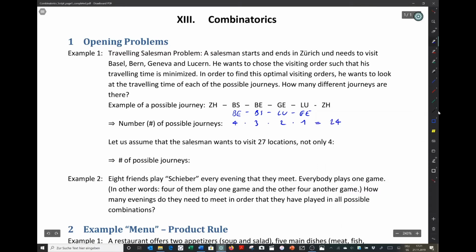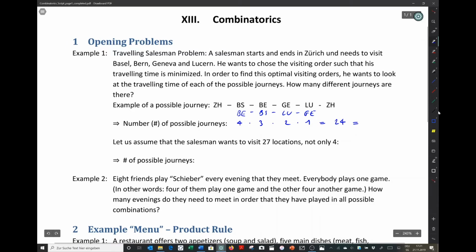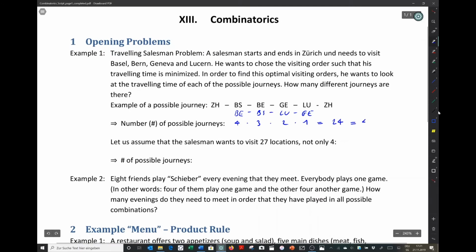By the way, we write this 4 times 3 times 2 times 1 as 4 factorial. 4 with an exclamation mark. We'll look at that very soon.